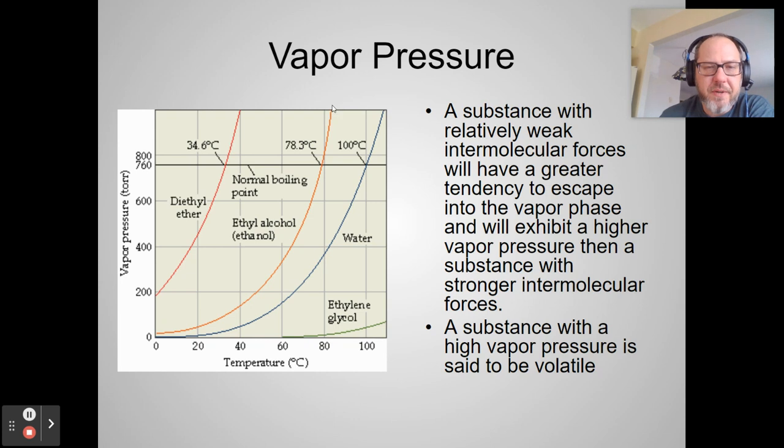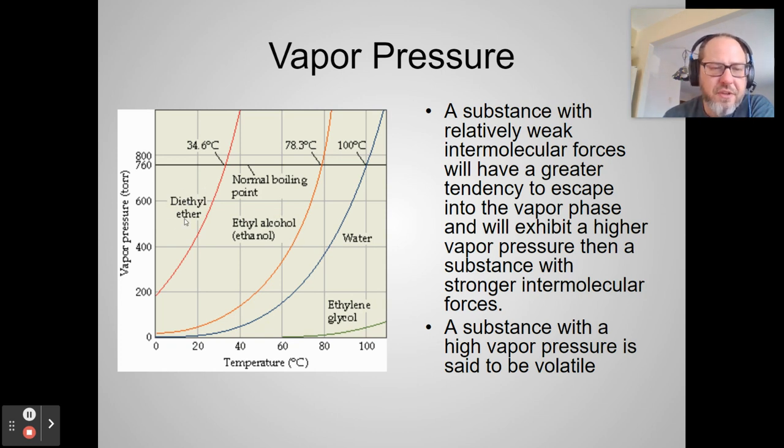Okay, vapor pressure is inversely related to intermolecular forces. So the stronger the intermolecular forces, the lower the vapor pressure, right? The weaker the intermolecular forces, the higher the vapor pressure, because if you have weak intermolecular forces, it is much easier for you as a molecule to break free and get into the gas phase, right? And so diethyl ether over here will have a higher vapor pressure under normal temperature than ethyl alcohol will, right?